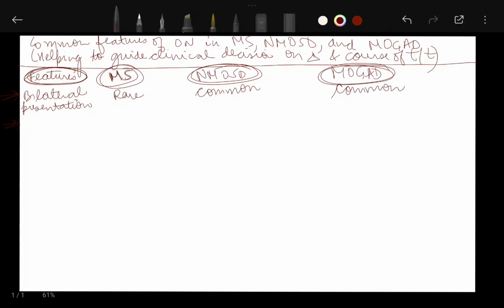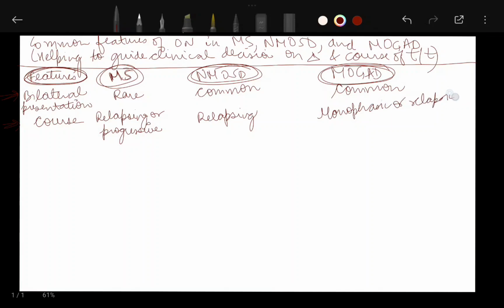After that, course. In case of multiple sclerosis, it is relapsing or progressive. It can happen again and again, or it is usually progressive. NMOSD is again relapsing. In MOGD, it is monophasic or relapsing. So talking about the course, multiple sclerosis, NMOSD and MOGD can all relapse. Multiple sclerosis is also progressive in nature, whereas NMOSD is not much progressive. So MS is usually more dangerous.